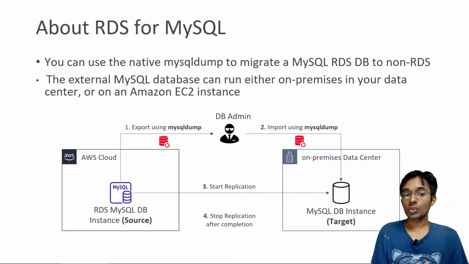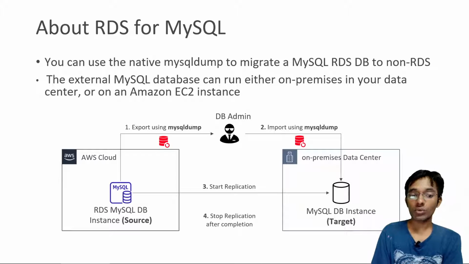Okay, so now there are some other examples you need to know for RDS for MySQL. You can use the native MySQL dump tool to migrate a MySQL RDS database into a non-RDS MySQL database. This external non-RDS database can be either on premises in your data center, or you can run it on your own, for example, on an Amazon EC2 instance.